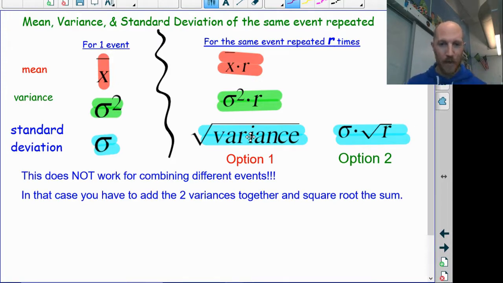Or in this particular case, there's actually another option. We can take the original standard deviation, and here's a shortcut, multiply it by the square root of the number of repetitions. And this really is only helpful if the number of repetitions is a perfect square. You can always do it, but it's not really any faster than just taking the square root of the variance, unless you've got a special situation where the number of repetitions is a square number.